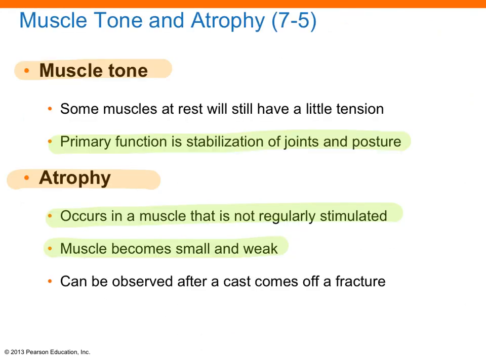Next is muscle tone and atrophy. Muscle tone's primary function is the stabilization of joints and posture. Atrophy is when a muscle gets smaller. It occurs in a muscle that is not regularly stimulated, and the muscle becomes small and weak. Lots of times if there's an injury or if you break a bone in your arms in a cast, your muscle will atrophy.